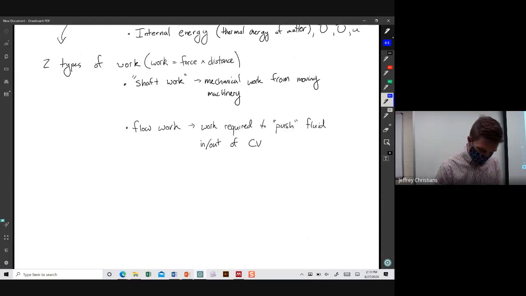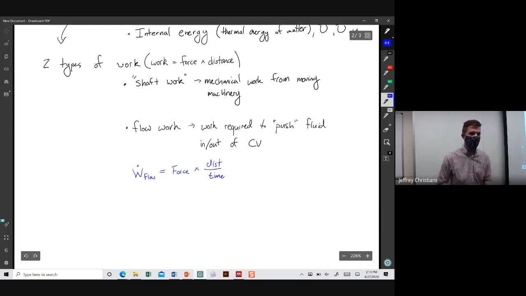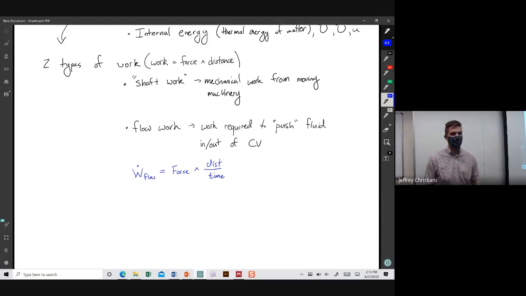Work is a force times a distance. So the flow work is going to equal a force times a distance over time. If we do the little dot, that means a rate, which is per time. Distance over time is velocity. So this will be a force times a velocity. We can divide a force by an area, so that would be a pressure.